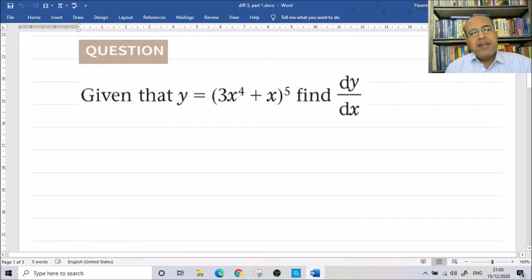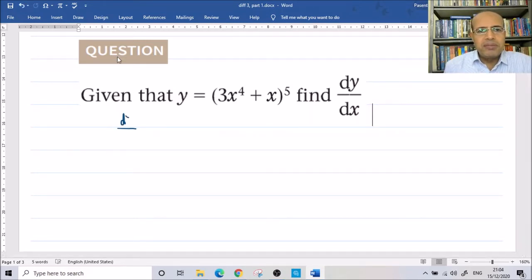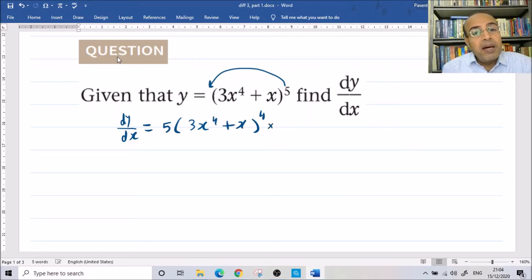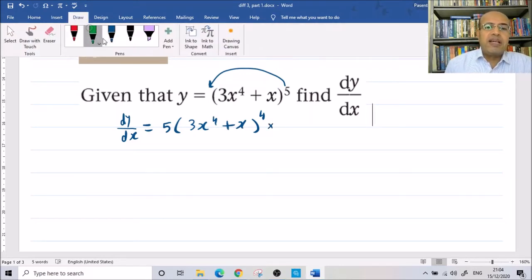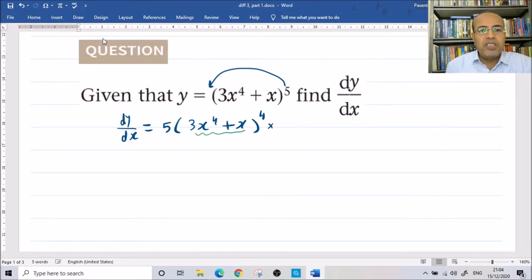y equals (3x power 4 plus x) all power 5. Find dy by dx. So how can we apply the rule? dy by dx: the power goes down, الباور ينزل تحت, 5. And minus 1 from the power, it becomes 4, (3x power 4 plus x). Multiply the derivative of inside the bracket. So we need to differentiate inside the bracket.